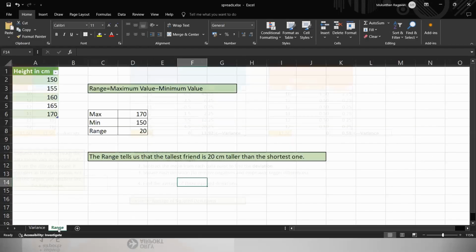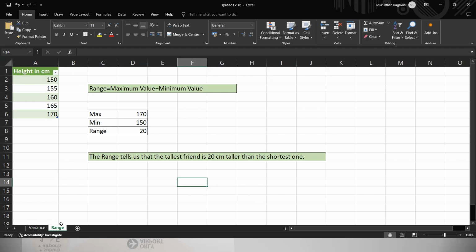Let's start with a simple example, range. Imagine you have heights in centimeters varying, let's say, from 150 to 170. Range gives a very simple measure of how much your data is spread. It's an easy formula: maximum value minus minimum value will be your range, so that you can find out your data is spreading across this range. And this range will give you how much the smaller value is away from the bigger value or vice versa.